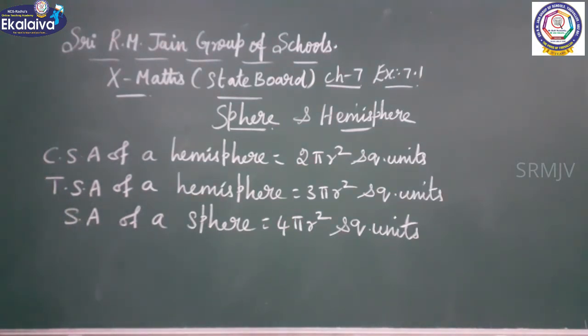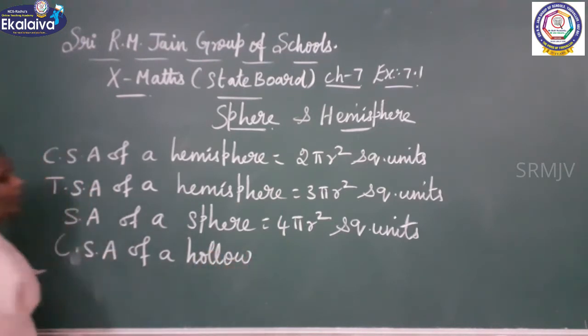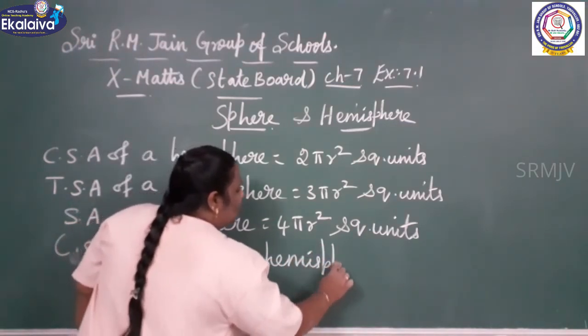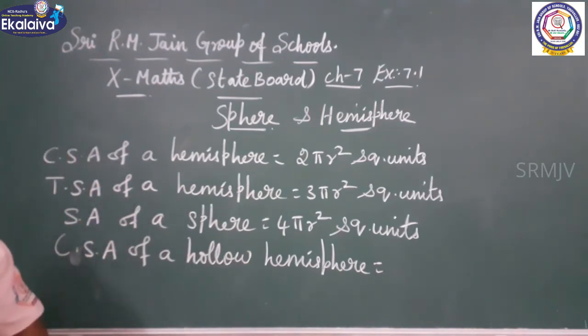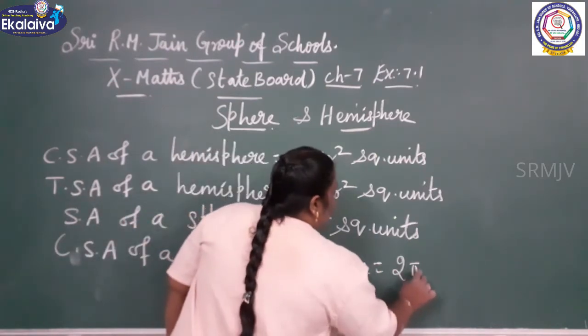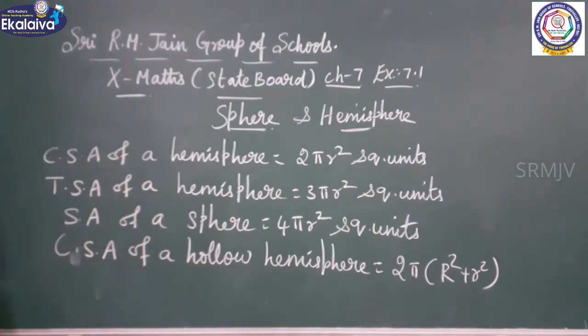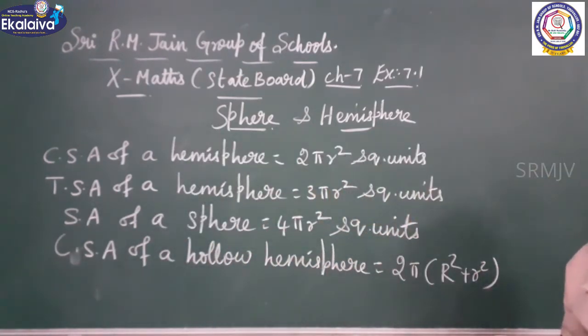Next, the curved surface area of a hollow hemisphere. It has two different radii. The external radius is capital R and the internal radius is small r, so the curved surface area of a hollow hemisphere is equal to 2 pi into capital R square plus small r square square units.